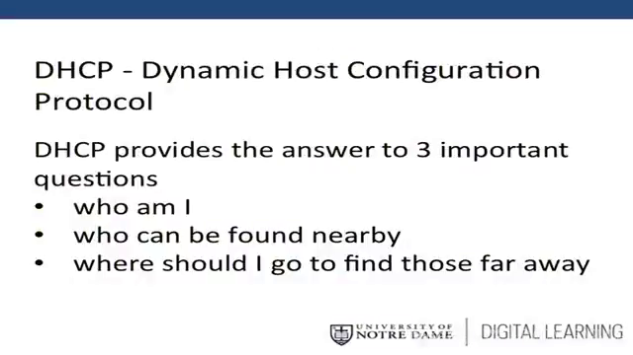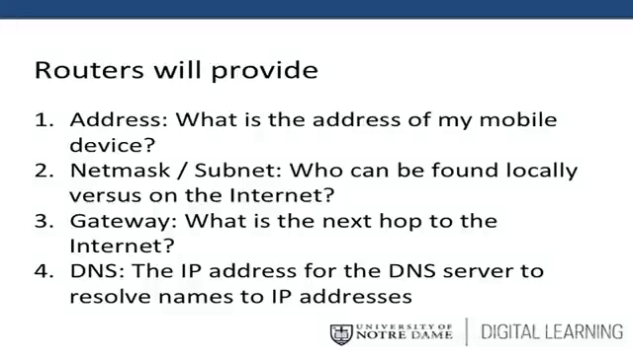Who am I? Who can be found nearby? And where should I go to find those far away, aka who's on the internet? The first step of DHCP then on my mobile device is to broadcast, or shout, to find anybody that will talk DHCP to give me an IP address. Ideally, this is a nearby router that will hear you and be configured to allow you to join the network. If the router deems you okay to join and receive an IP address, the router then provides a series of information to our mobile node.